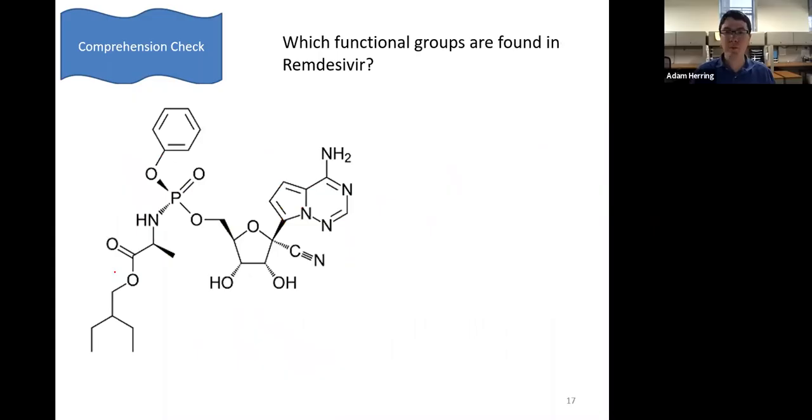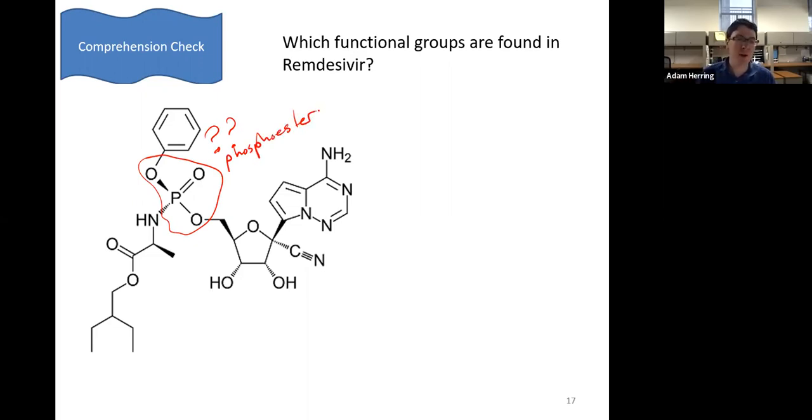Here's another one. Which functional groups are found in remdesivir? Pause the video and try and determine this for yourself. Welcome back. So as we go through here, this one's a little bit difficult because you have this group here, which we haven't talked about. This actually is what we call a phosphoester, but you don't need to know that.